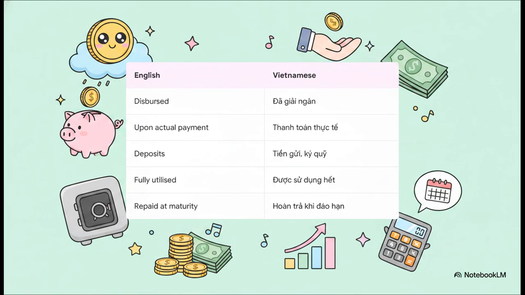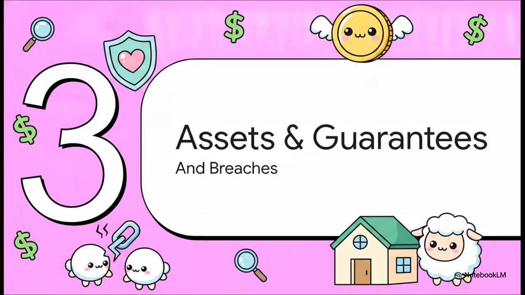All right, here is our cash flow summary table. Seeing words like dispersed, upon actual payment, deposits, fully utilized, and principal repaid at maturity, paired with their Vietnamese meanings, helps build a really strong visual association. It reinforces exactly how money is actively managed in a business. Moving on to our final section, assets, guarantees, and breaches. These words are all about how we secure loans and protect the money we just discussed.